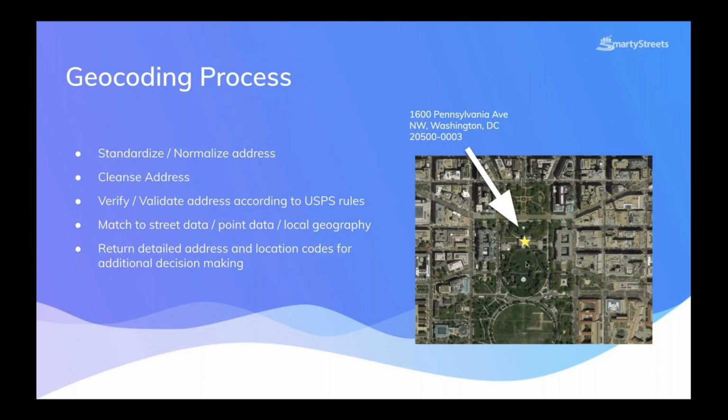The street suffixes and the street names and everything like that, and the city names are all cleansed to match something that's real. And then it gets verified and validated. In the United States, we do that according to United States Postal Service rules. And then it gets matched to street data and the point data and local geography. The better that data is, that street data and point data and local geography, the more accurate the geocode will be. And then after that, detailed address and location codes can be returned for additional decision making. So, and here's hopefully for most of you a recognizable address.